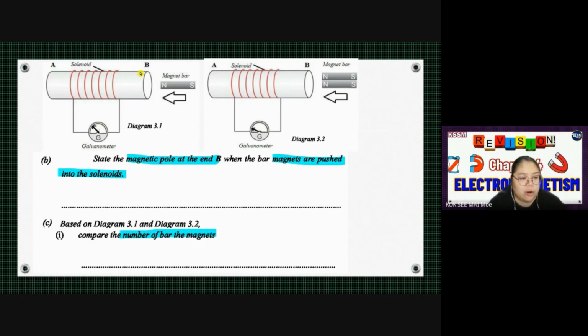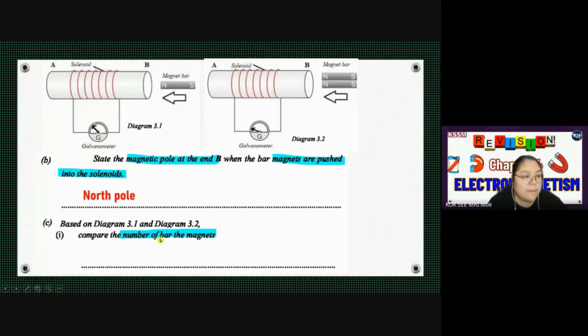What's the answer for B? North. Okay, that is a north pole because we follow Lenz's law. When the N pole wants to go in, I don't let it go in, which means you need to repel. Repel means this one must be the north pole.